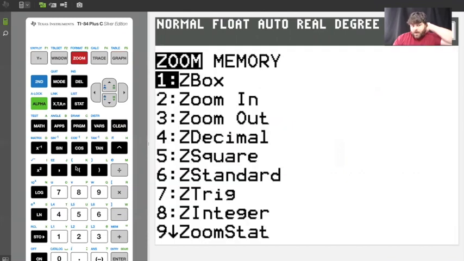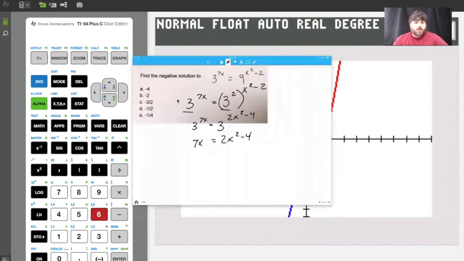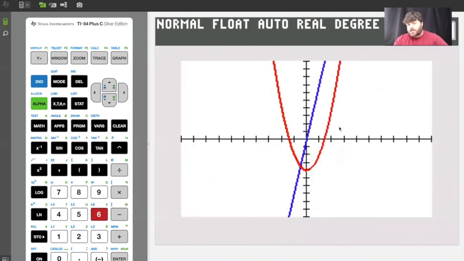I'm going to go back to my regular zoom because my zoom is all crazy. There's my 2 intersection points. Now, one is up here, which is a positive 0, right? X is a positive number, which I don't care about because I'm looking for the negative solution. So yeah, there is one over here where X is positive, but I don't care about it. I want to know what this negative one is.